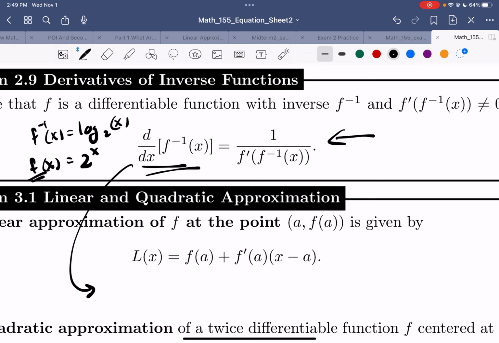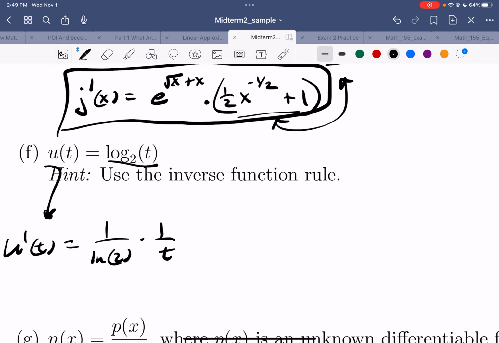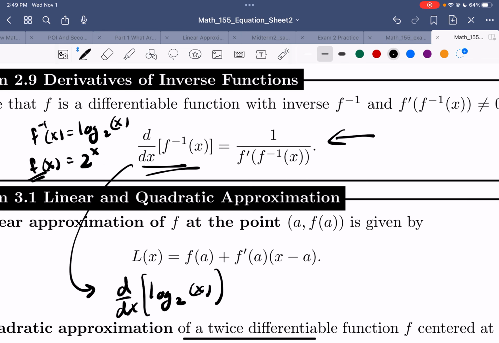My left-hand side is saying take the derivative of log base 2 of x. This is what I care about. This is what the question is asking about. Log base 2 of x, log base 2 of t, whatever. Same. This is going to be equal to 1 over f prime. Well, I need to figure out f prime. But f of x is 2 to the x. So f prime is the natural log of 2 times 2 to the x.